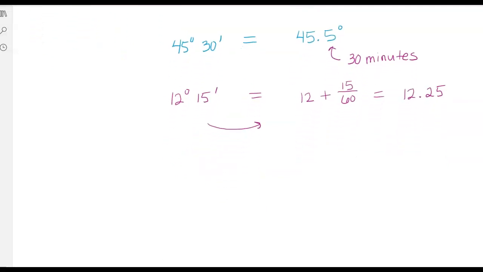Let's do another one. Let's take 213 degrees, 12 minutes. I keep the number of degrees the same, and then I take 12 and divide it by 60. That gives me 213.2. Don't forget your degree symbol, like I did up here.